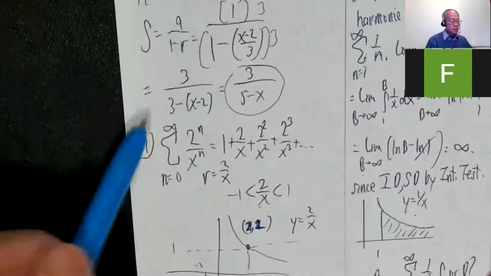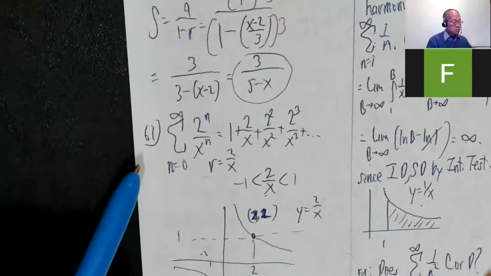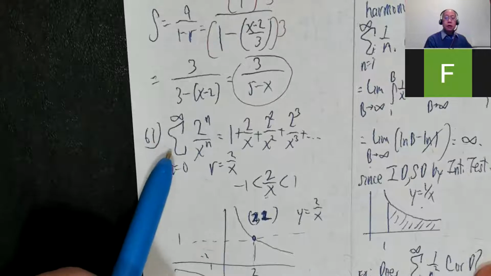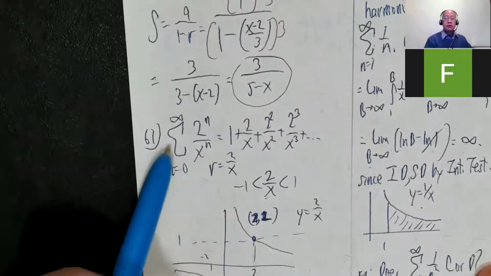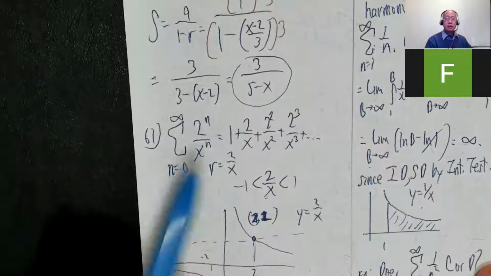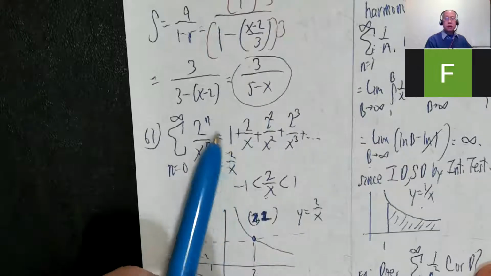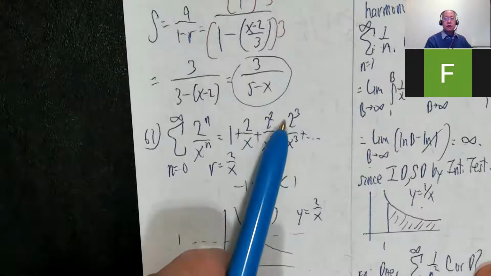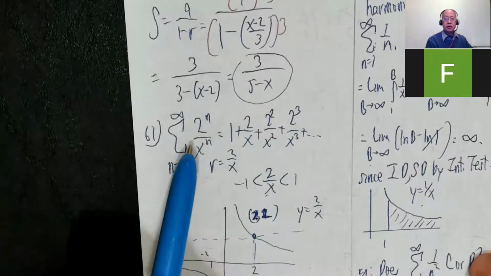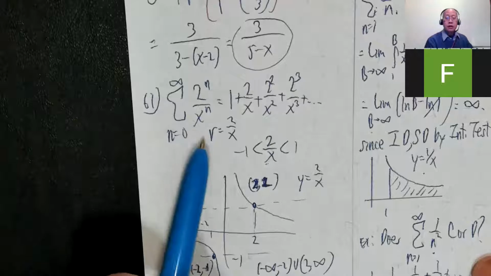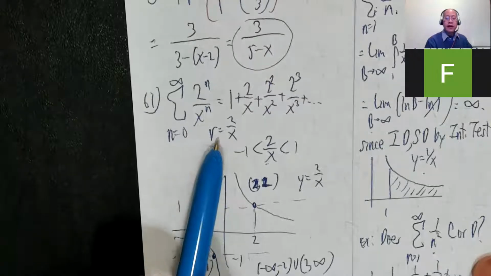I'm going to show you one more like that, 61. All right, so summation n equals 0 to infinity, 2 to the n over x to the n. Plug in 0, you get 1. Plug in 1, 2 over x. Plug in 2, 2 squared over x squared. Plug in 3, 2 cubed over x cubed, and so on. The common ratio is 2 over x.